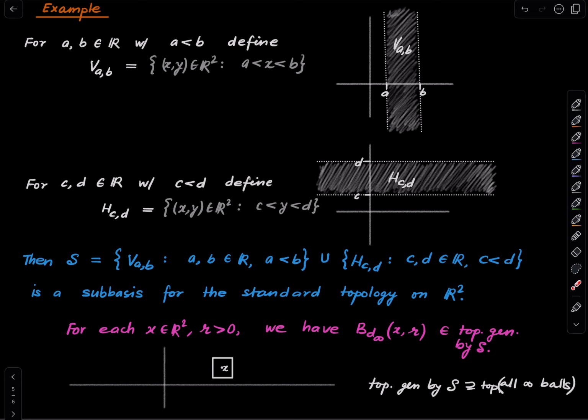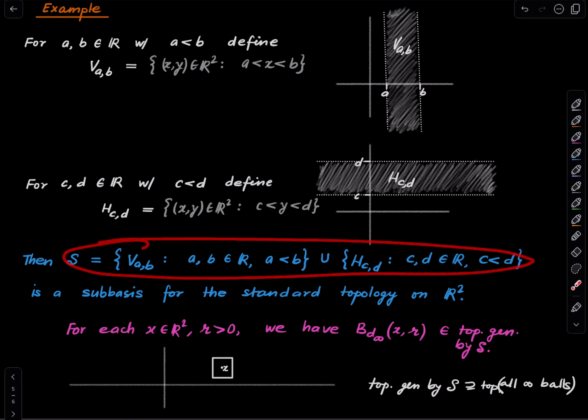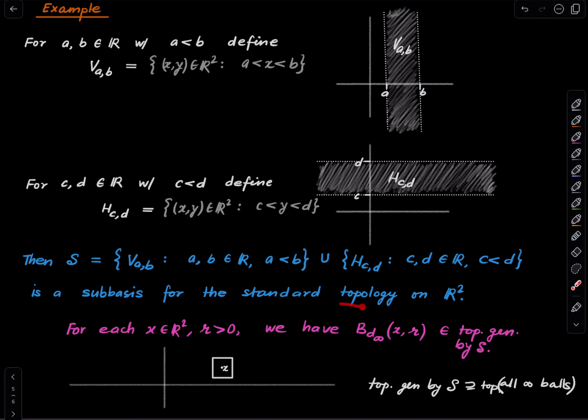The standard topology already contains script S, and the topology generated by script S is the intersection of all the topologies that contain script S. The standard topology is already one such topology, so this containment, that this is contained in the standard topology, is also clear. So we have shown perfectly rigorously that the topology generated by this particular subbasis is the same as the standard topology on R2. So we can say this is a subbasis for the topology on R2, because when we say topology on R2 without any qualification, we mean the standard topology on R2.